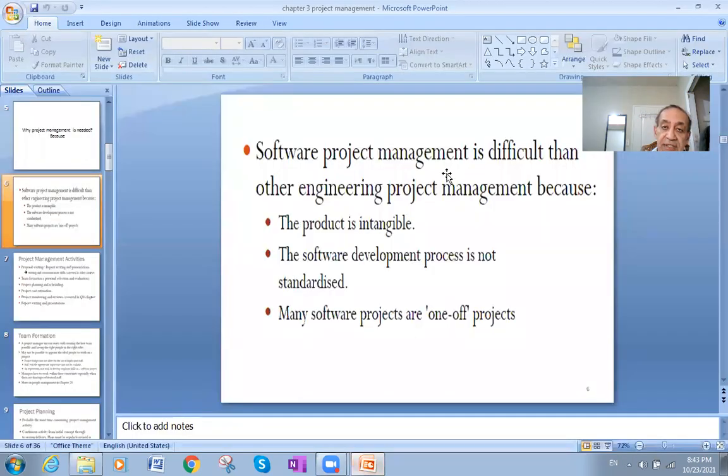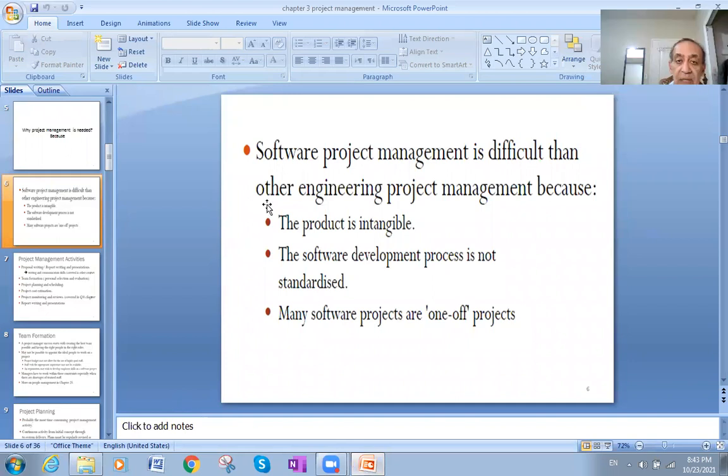So let's start our lecture now and say that software project management is more difficult than other engineering project management because the product is intangible here. That's the software, you cannot touch it. The software development process is not standardized. There are no patterns for the software. Many software projects are one-off projects.